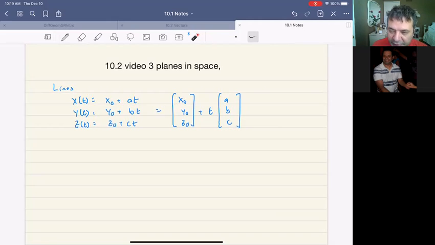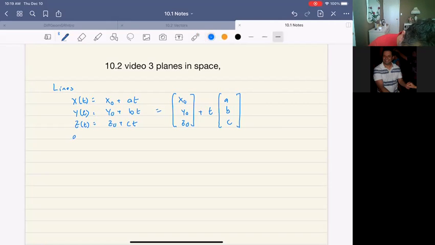Now, what I want you to notice is that there's only really one variable, that t. So a line is a one-dimensional linear object in 3-space. I should say linear, and you'll see why in a second. Well, we also have two-dimensional linear objects in 3-space.